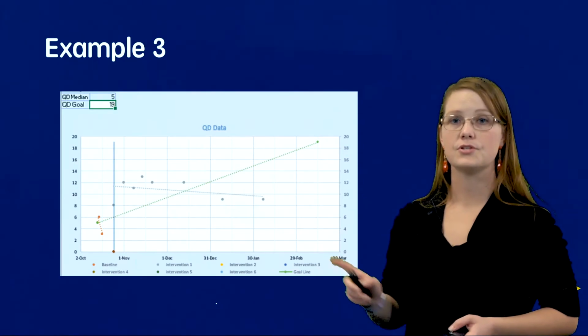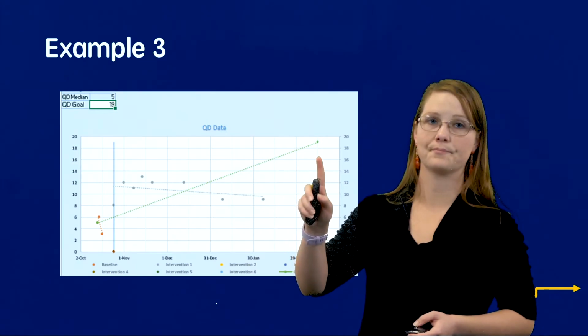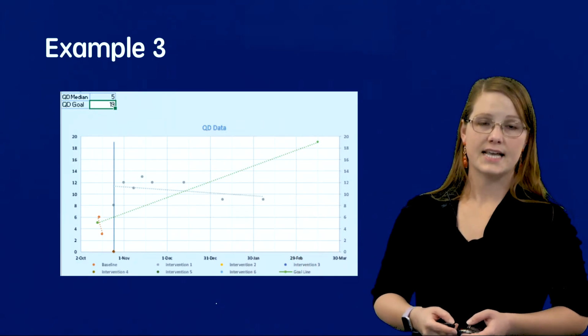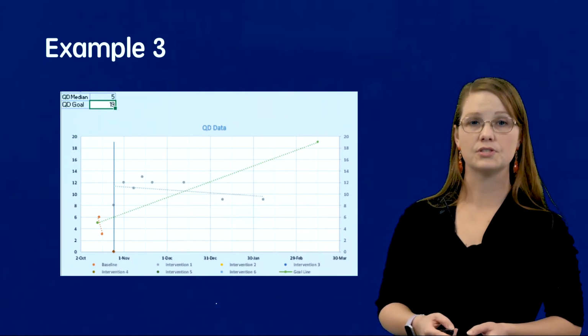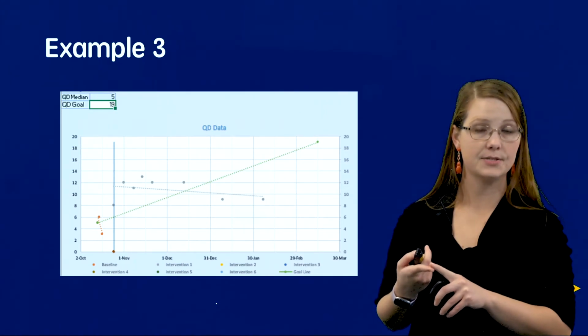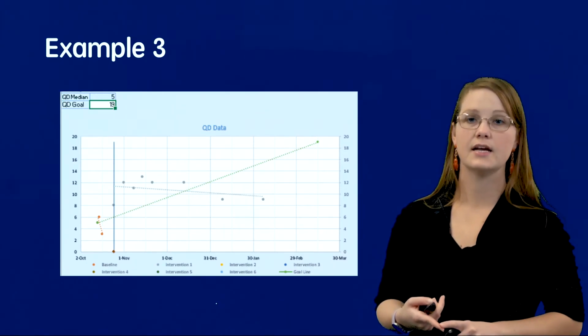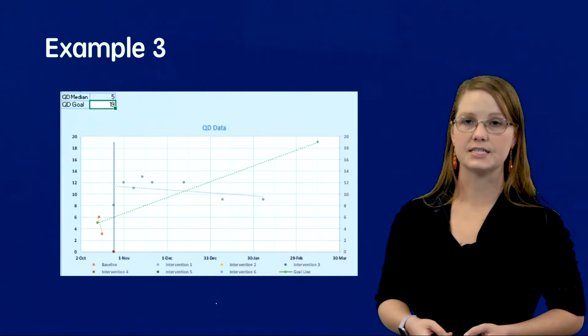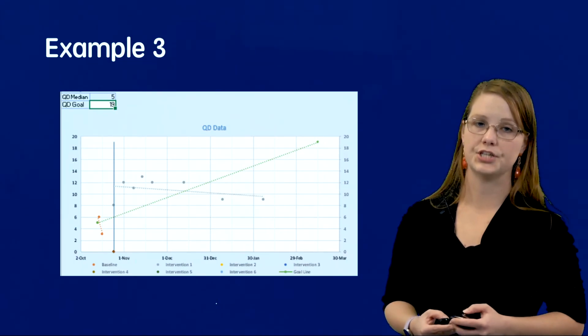In this example, the trend line over here is flatter than our goal line. This indicates that the student is not on track to meet their goal. Following the decision rules, you would consider if fidelity needs to be addressed, and if yes, once fidelity is in place, then revisit the graph in 4 to 6 more data points. If fidelity is not a concern, you should consider a change in instruction.